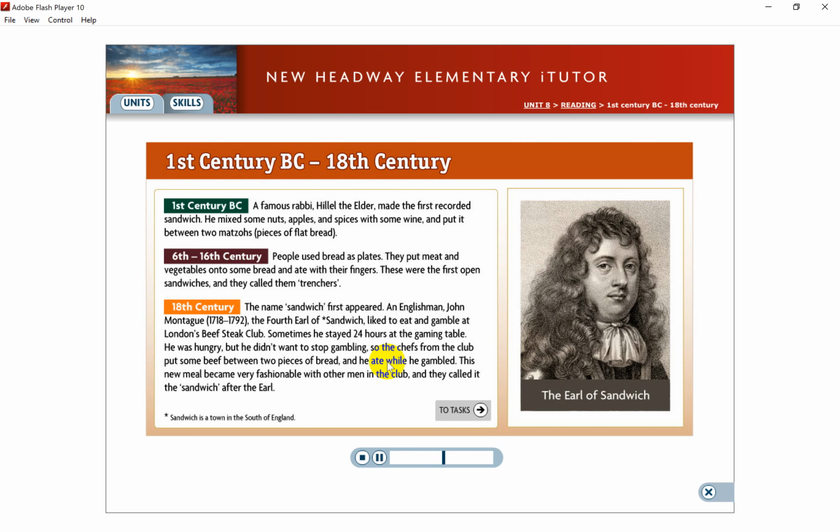The 18th century. The name sandwich first appeared. An Englishman, John Montagu, 1718 to 1792, the 4th Earl of Sandwich, liked to eat and gamble at London's Beef Steak Club. Sometimes he stayed 24 hours at the gaming table. He was hungry, but he didn't want to stop gambling. So the chefs from the club put some beef between two pieces of bread, and he ate while he gambled. This new meal became very fashionable with other men in the club, and they called it the sandwich after the Earl.